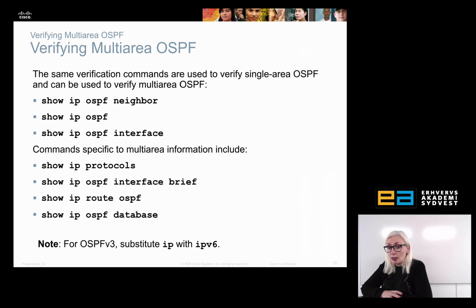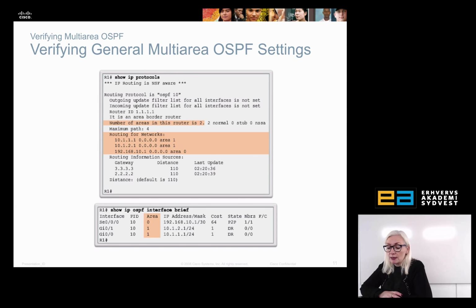And if you want to use OSPF version 3, well, then you just substitute ip with ipv6, and then it will show you. For instance, here you can see by using show ip protocols that you can also see how many neighbors or how many areas you are connected to. So you can see that this is an area border router. You can also see that up here. And you can see that it is connected to two areas, area 1 and area 0. Same thing if you do a show ip ospf interface brief, it will also show you which interfaces belong to the different areas.